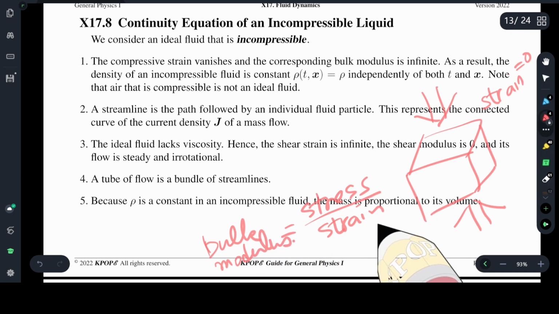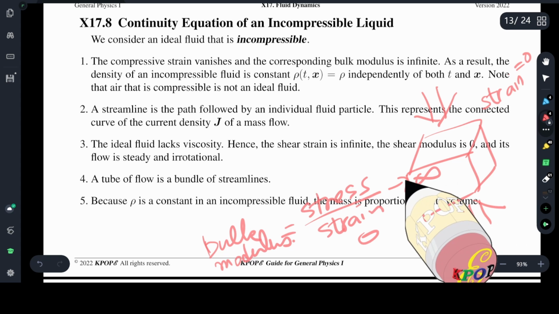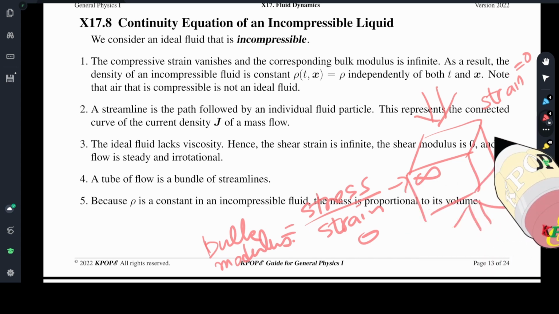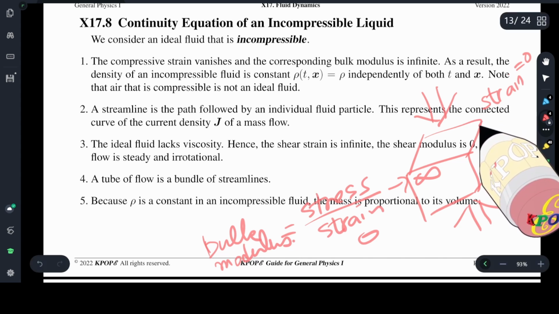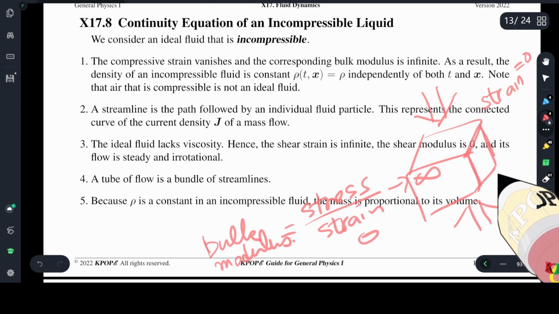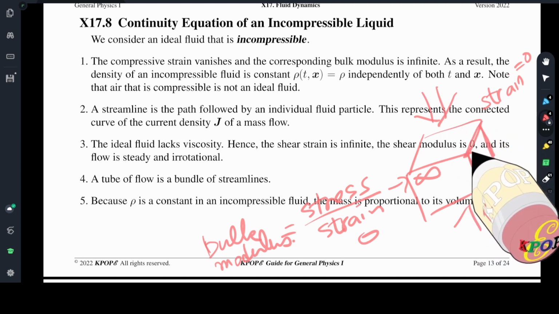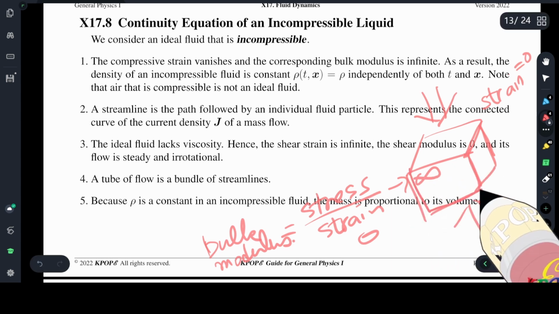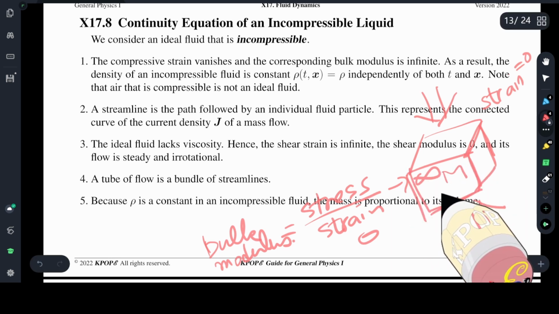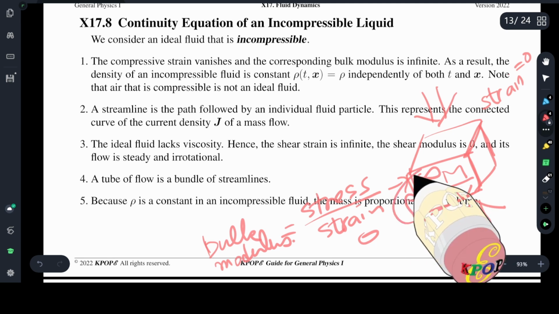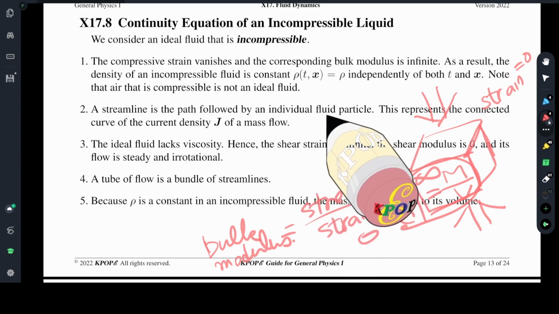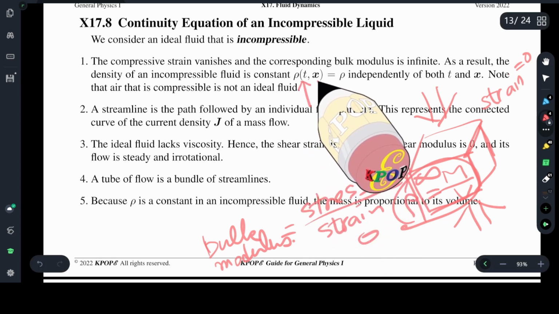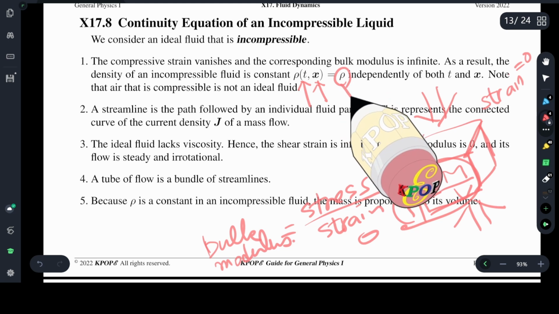So because it is 0, it becomes infinity. Bulk modulus is infinity. That means there is no change in shape. That means if I push, the size is invariant. Then mass is invariant, volume is invariant, density is invariant. So everywhere density is invariant, independent of time, independent of x. So rho is a constant.